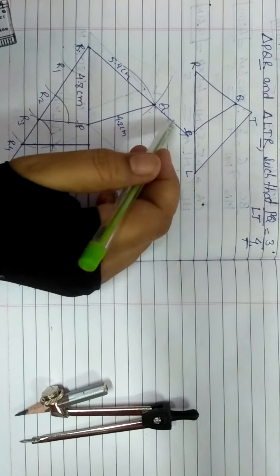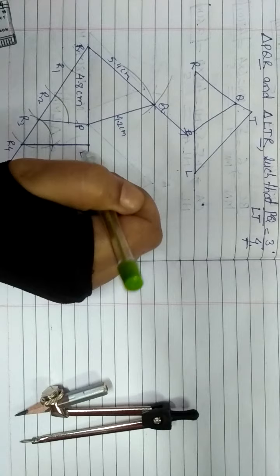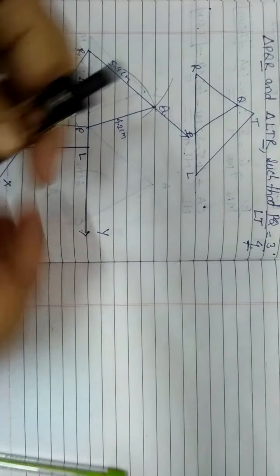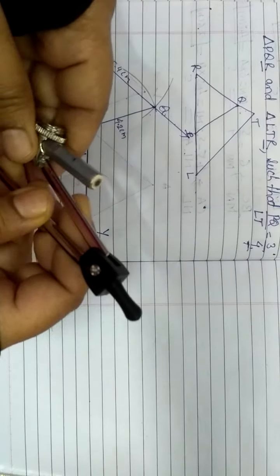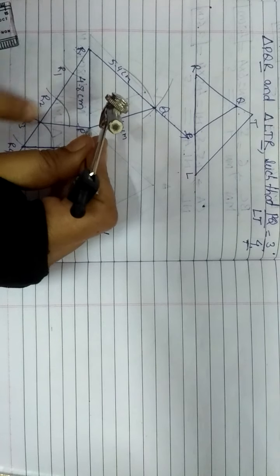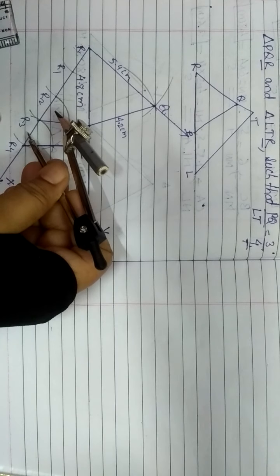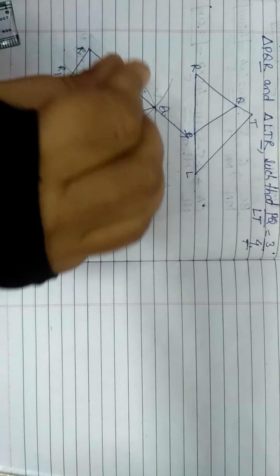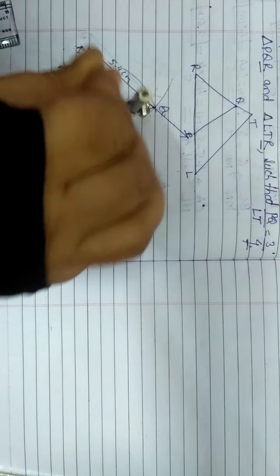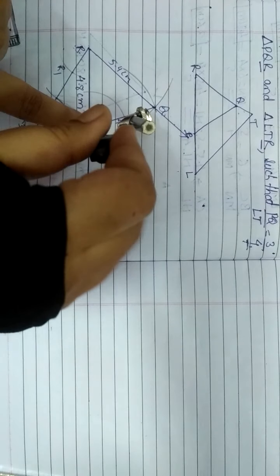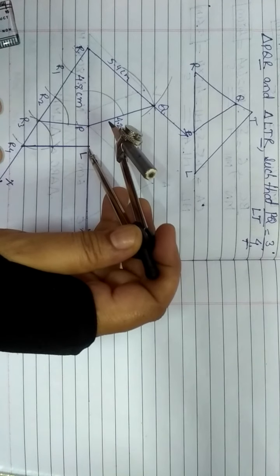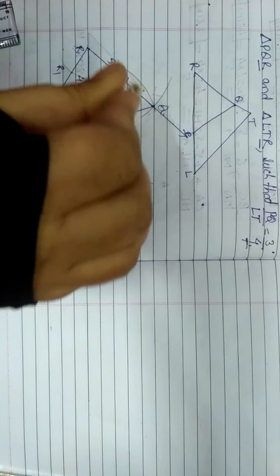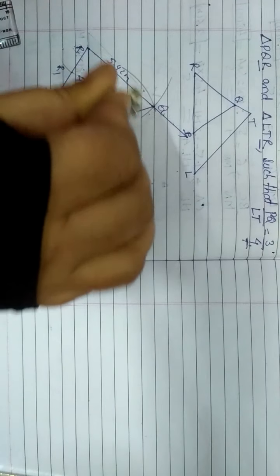After constructing LT, we get the triangle LTR. So how to construct it? Same case, take the compass, make an arc, just as we did here. Likewise, you do here. Make an arc over here by keeping P as the center. Now with L as the center, on ray RY, make an arc.